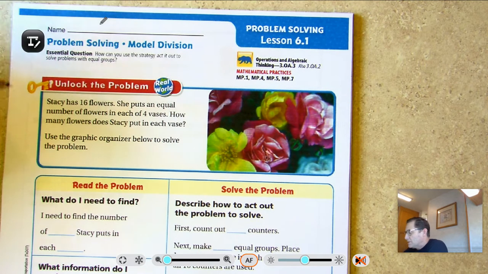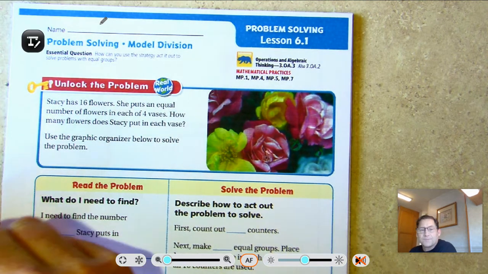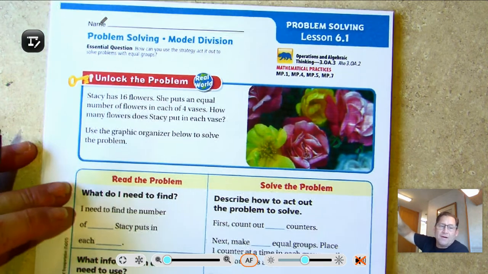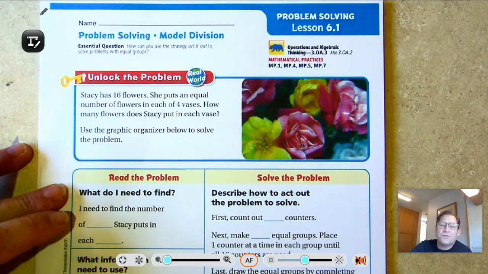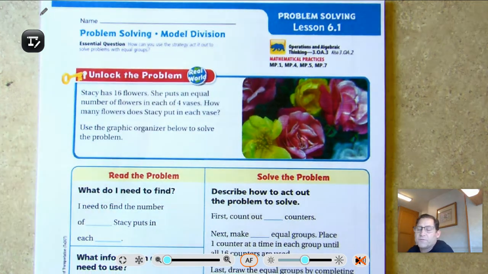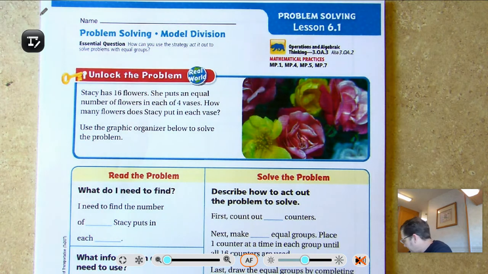Hello, everybody. So today we're going to start chapter 6, problem solving, model division. Our essential question for today is how can you use this strategy act it out to solve problems with equal groups? Okay, so we're on page 219 of the third grade textbook. So let's look at the first Unlock the Problem.